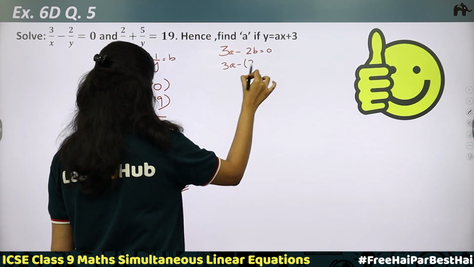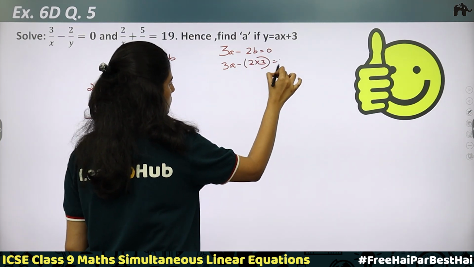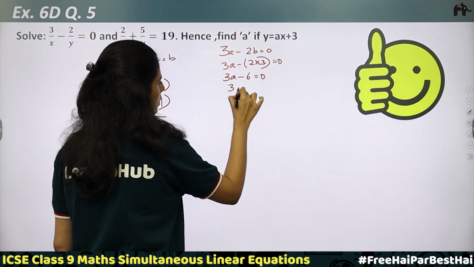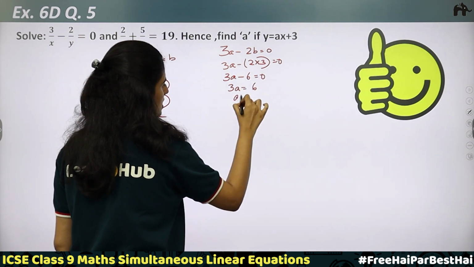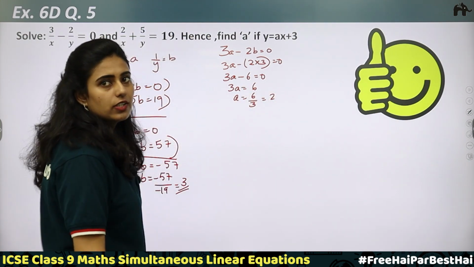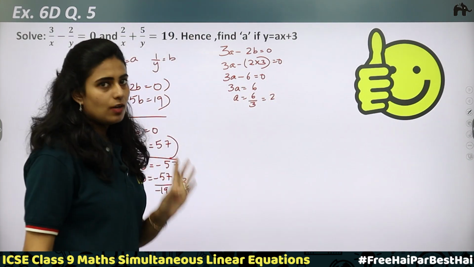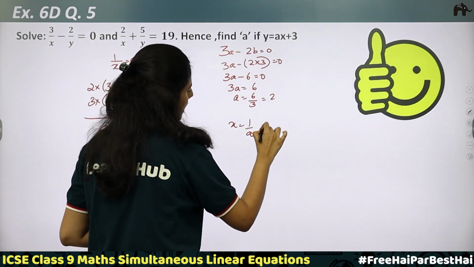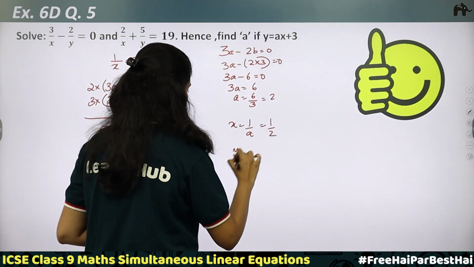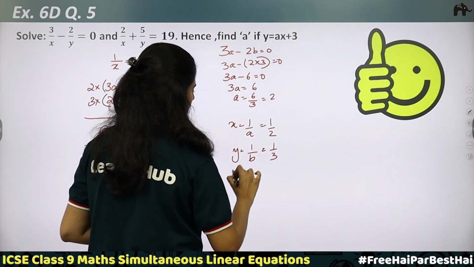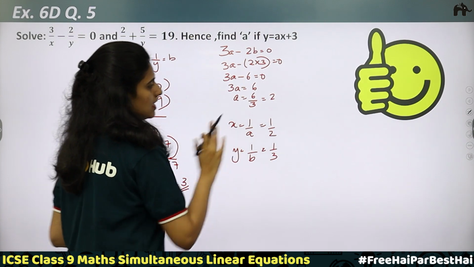3a minus 2 into 3 is equal to 0. 3a minus 6 is equal to 0. 3a is equal to 6 and a is equal to 6 by 3, which is equal to 2. So, we got the values of a and b. Now, we can find x and y. x will be equal to 1 by a, which is 1 by 2. y will be equal to 1 by b, which is 1 by 3. So, x is 1 by 2 and y is 1 by 3.